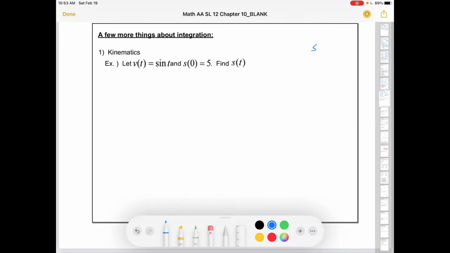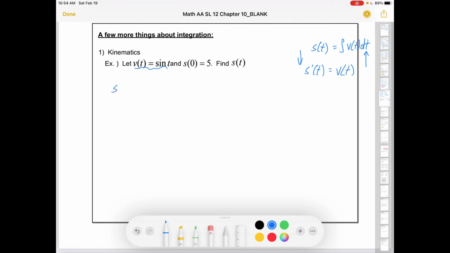That can also crop up in kinematics. We know that s of t is position, and s prime is velocity. So differentiation sends us down here, but if you wanted to move up the scale, you'd have to integrate. If the derivative of position is velocity, then the integral of velocity is position. I'm thinking with respect to time. So I've got v of t is sine t.